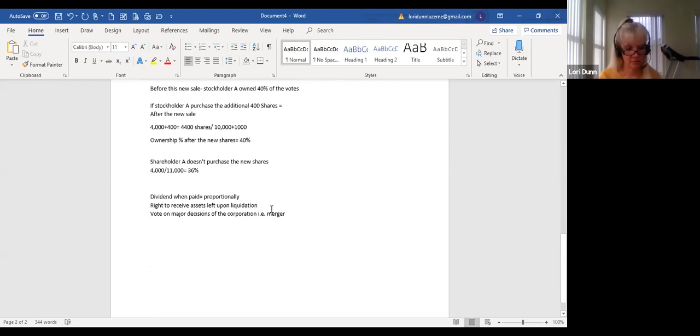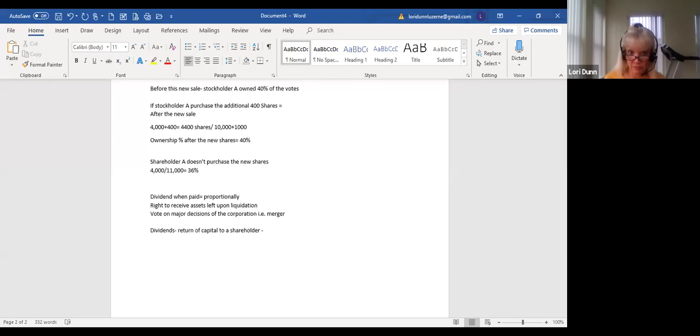Before we talk about preferred dividends or preferred shareholders, let's talk about dividends. Make sure we understand what dividends are. Basically, a dividend is the return of capital to a shareholder. When we say capital, we mean the money they put in and money that's accrued to them or has been added to their original investment.